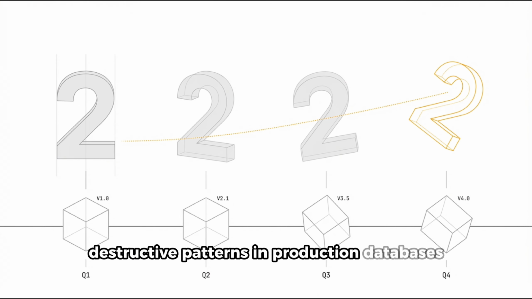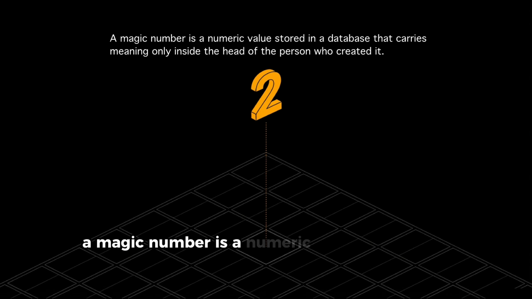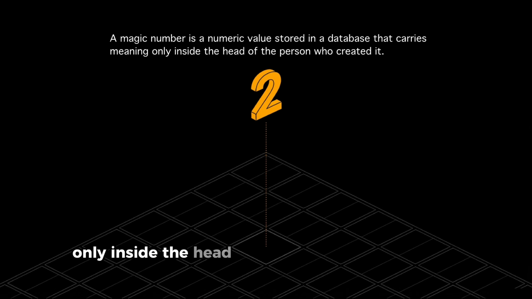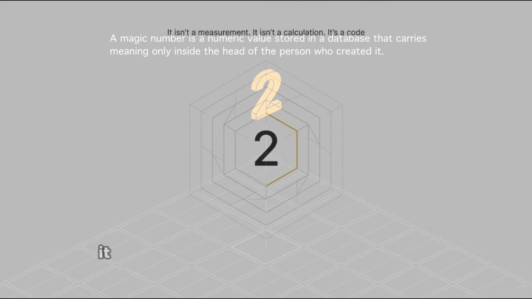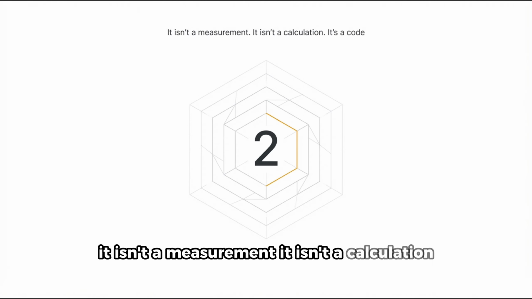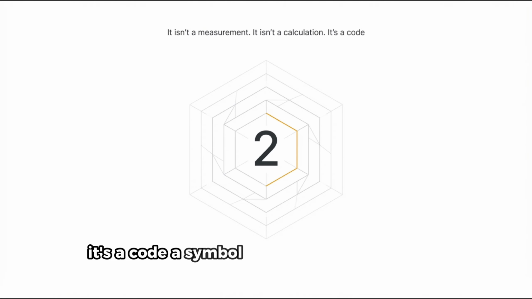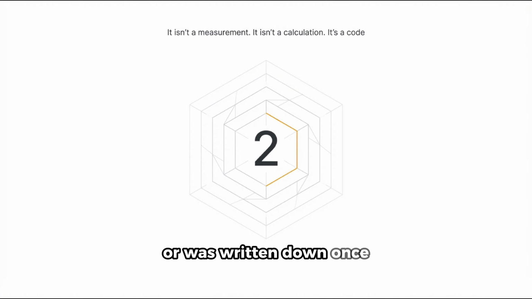This is the magic number problem, and it is one of the most widespread, most quietly destructive patterns in production databases. A magic number is a numeric value stored in a database that carries meaning only inside the head of the person who created it. It isn't a measurement, it isn't a calculation, it's a code, a symbol that stands for a concept, but the dictionary that translates it was never written down, or was written down once and then diverged from reality, as the system grew and changed around it.